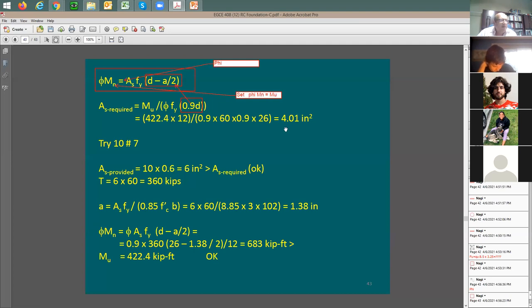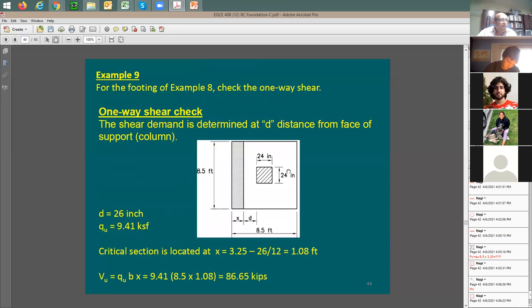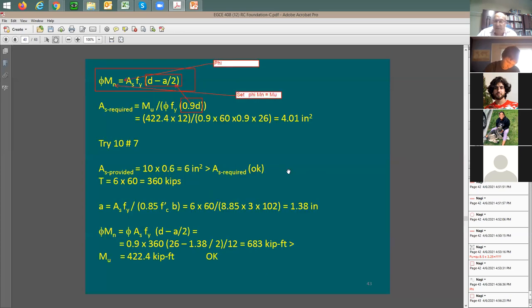In actual practice, this is what we do. We start with some d minus a over 2 value. We say 90% is good enough. Let me start with this. If it doesn't work, fine, I can change it. I can just play with the amount of reinforcing. Let me put something there for a reason. Any questions?